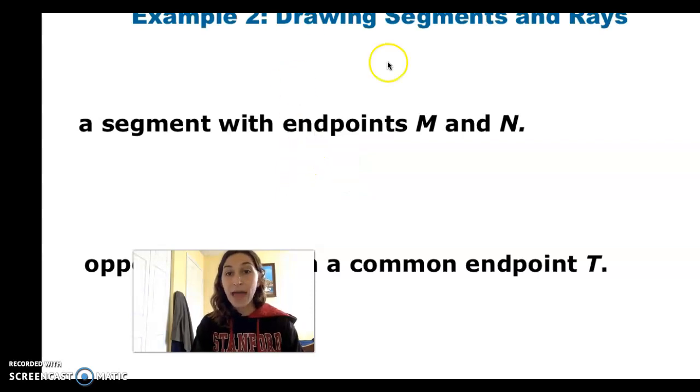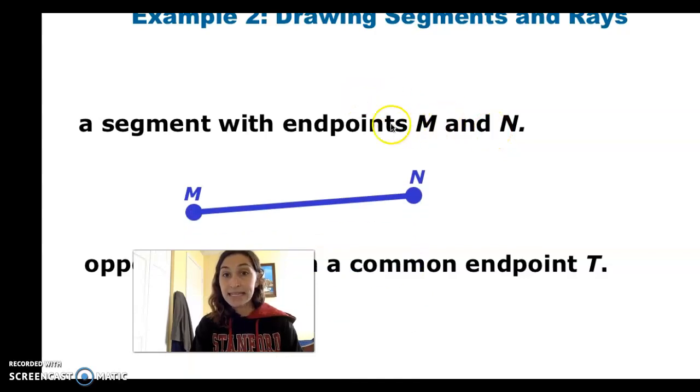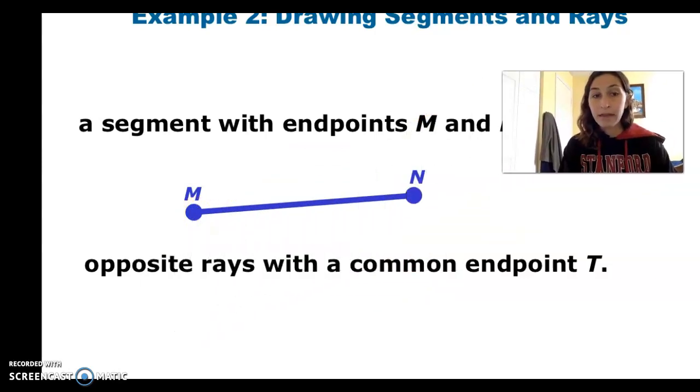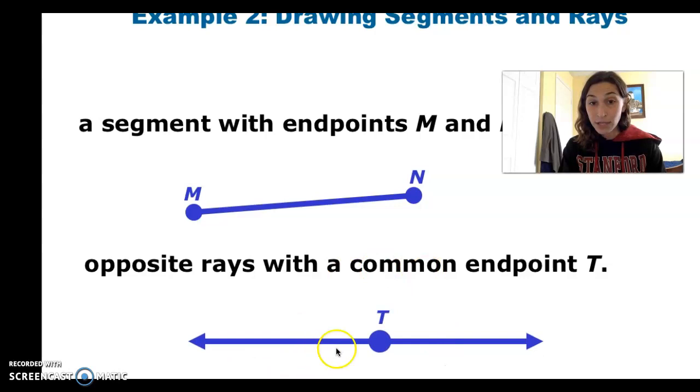So a segment with endpoints M and N. You can see I know I'm drawing a segment, and I know my 2 endpoints are going to be M and N. The next one, opposite rays with a common endpoint T. So we know there are rays that go in 2 different directions, but they have the same endpoint. So you have a ray going this way and a ray going this way, but both of them have the same endpoint.